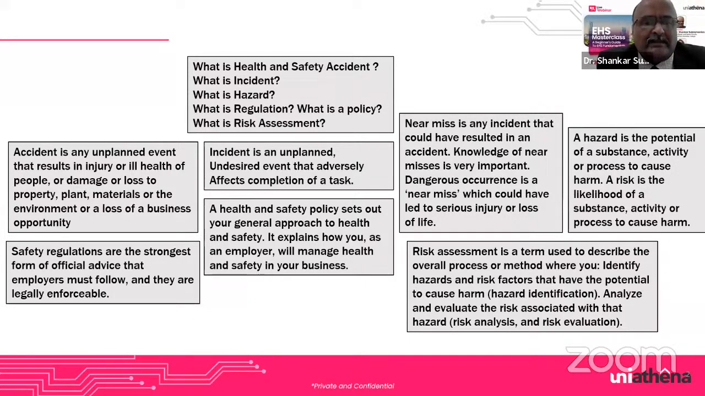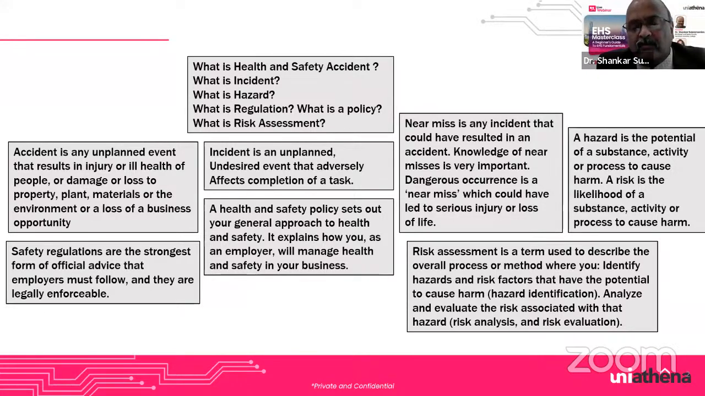An accident is an unplanned event that results in some sort of injury, or could be some damage, or could even be loss of life in different situations. An incident is an unplanned, undesired event that adversely affects completion of a task. Then we have the concept of a near miss. A near miss is an accident or an incident that could have resulted in an accident. Knowledge of near misses is very important, because just because we missed, it doesn't mean it's not important. It's equally important.